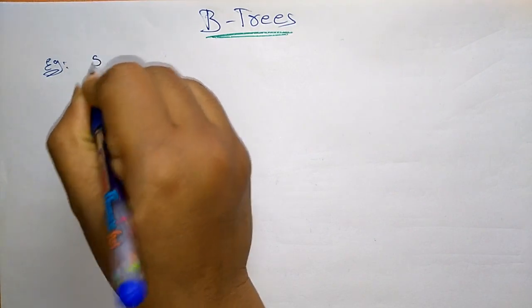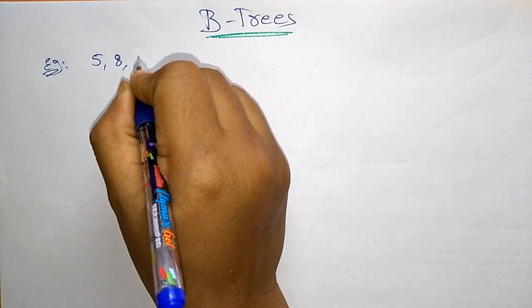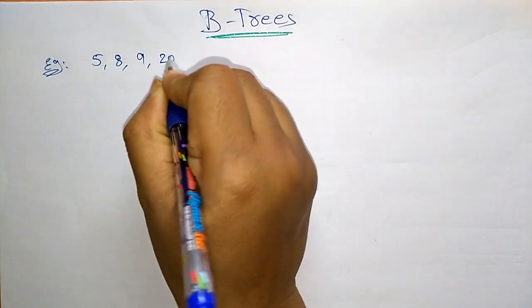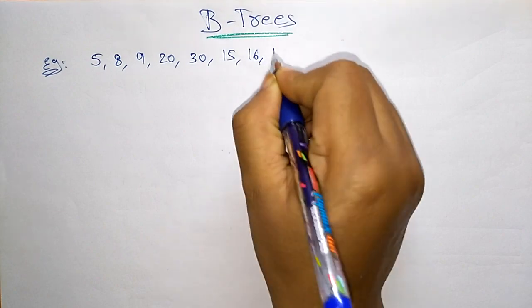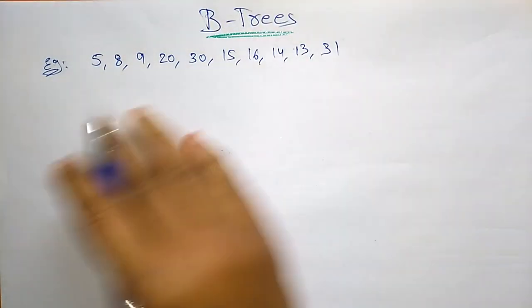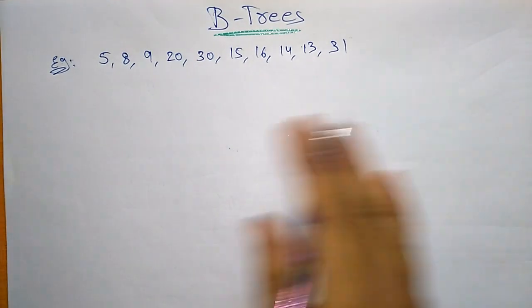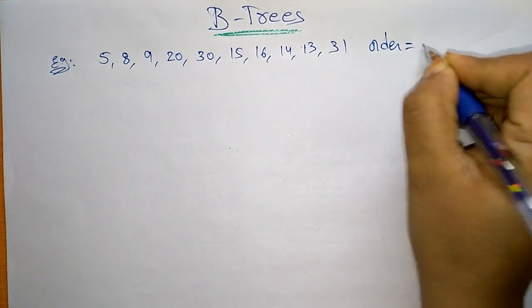Here some values will be there, and those values have to be placed in the form of a B tree. Here I have taken some key values. Now we will construct the B tree. Let's say the order is 3.